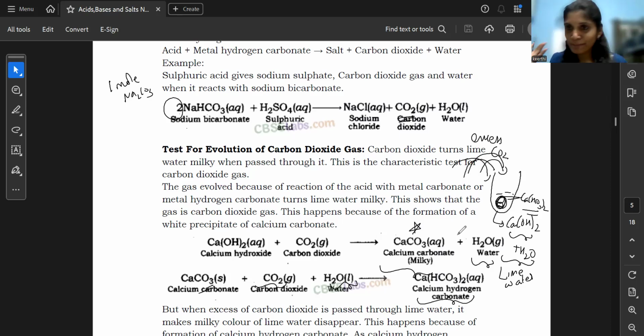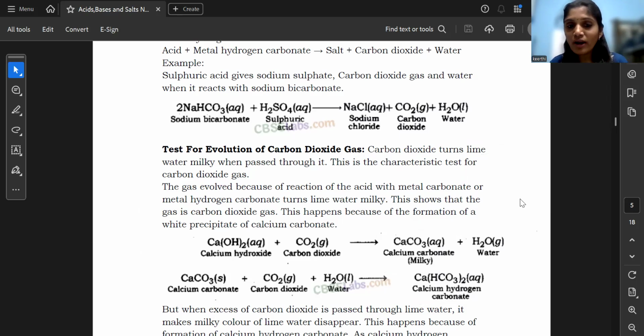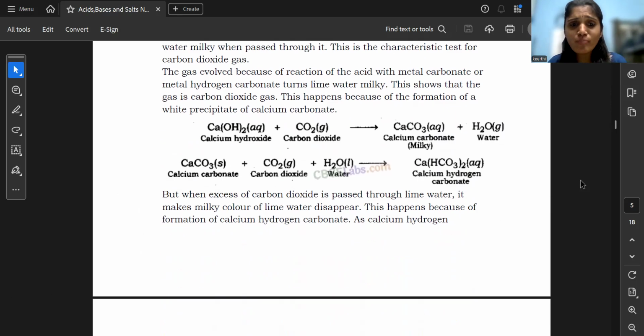a clear solution. Clear? Limited CO2, calcium carbonate, white precipitate. Excess CO2, calcium bicarbonate is formed, which is a soluble compound. So you will get a clear solution. Very important. Limited CO2, white precipitate. Excess CO2, you get a clear solution due to the formation of soluble calcium bicarbonate. Please remember this. This is very, very important. Okay, now let us see the next part here.